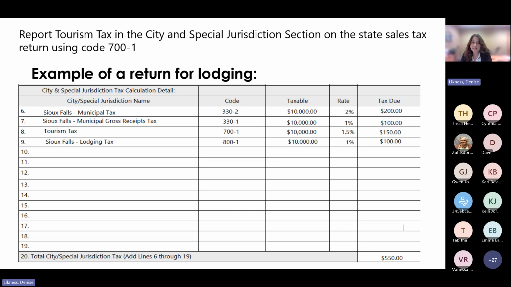The rest of them, the cities themselves collect. So if you're a hotel in Watertown and you pay that fee, you pay it directly to the city on a form that they have you fill out. Like I said, it is a lodging fee. Sioux Falls is the only one that I'm aware of that we actually collect.